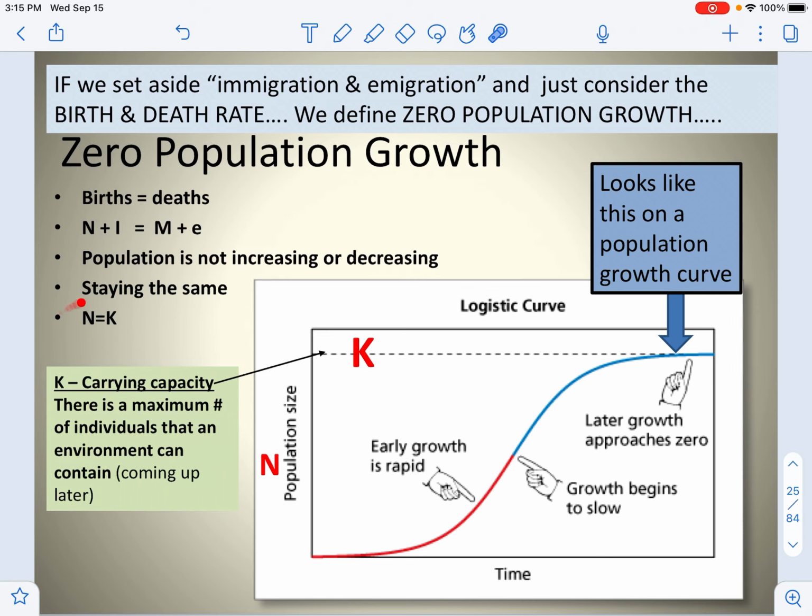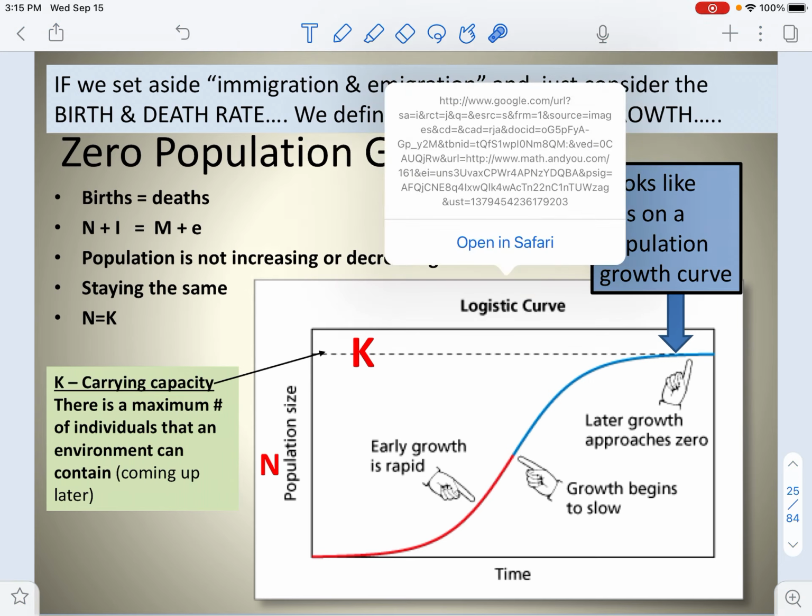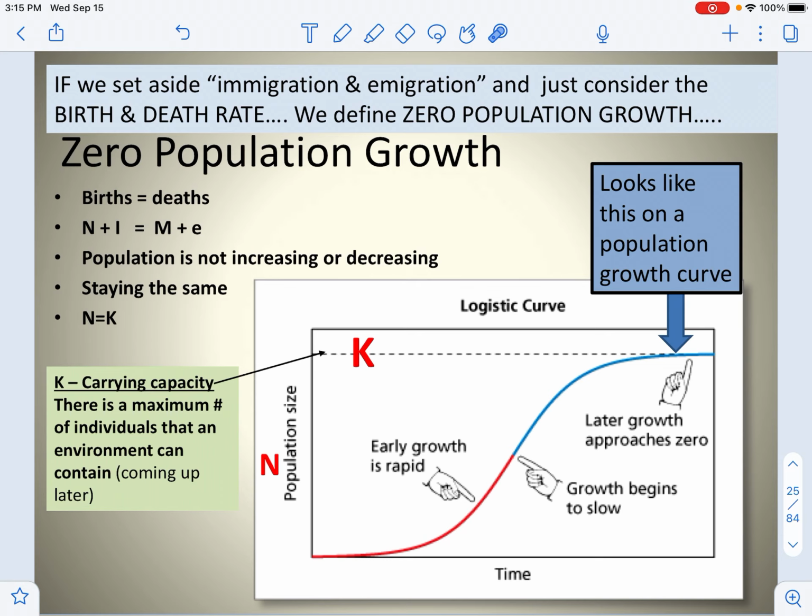We haven't really gotten into this yet, but that's also going to happen when N, which is your population number, equals K, which is the carrying capacity. All ecosystems and all areas have a maximum, called the carrying capacity, denoted with a K. The population can only grow exponentially for a certain period of time, and then it starts slowing down when it gets close to the carrying capacity, and then it levels out into zero population growth.